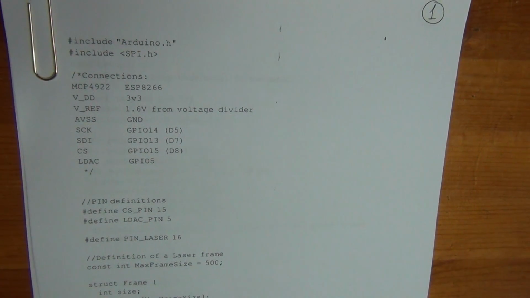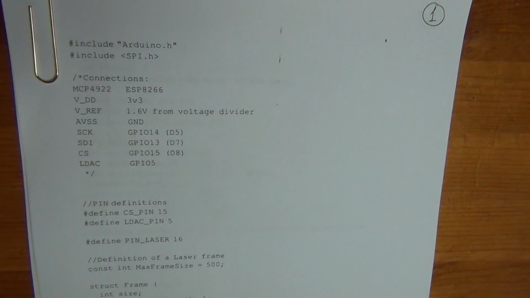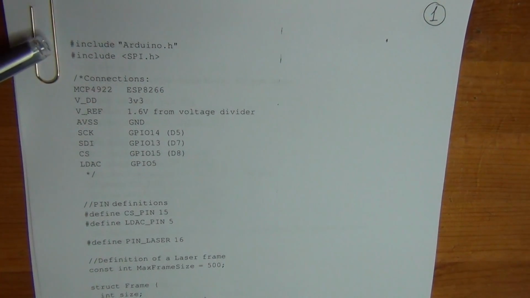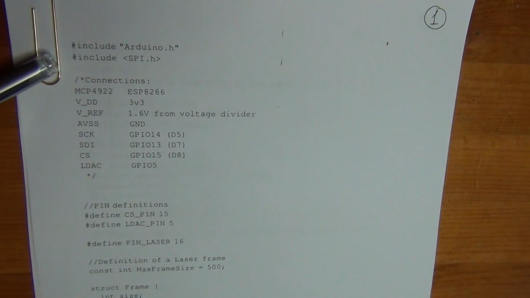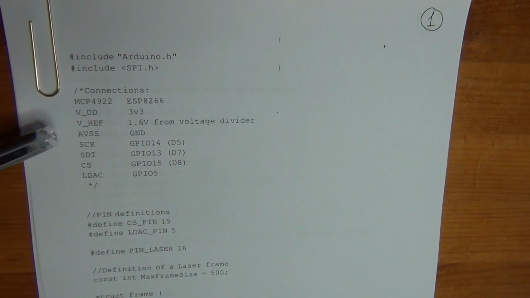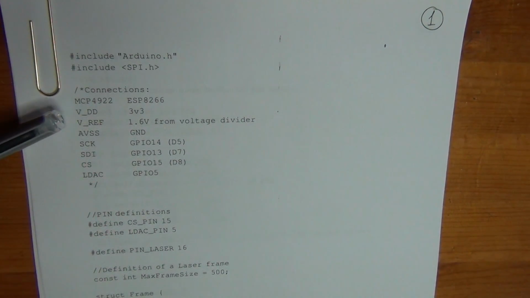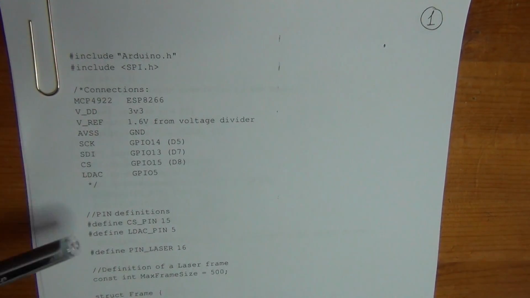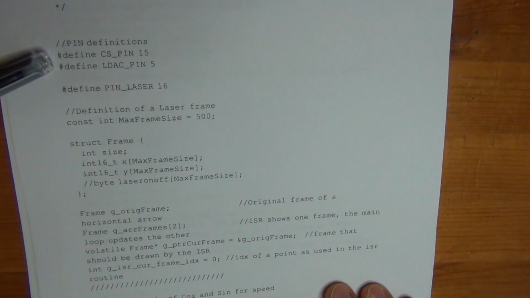Okay, let us now go over the program that draws the arrow. So the first two lines is basically including the headers. Then this section depicts the connections that are made between Adafruit Huzzah module and MCP4922. Then there are pin definitions.